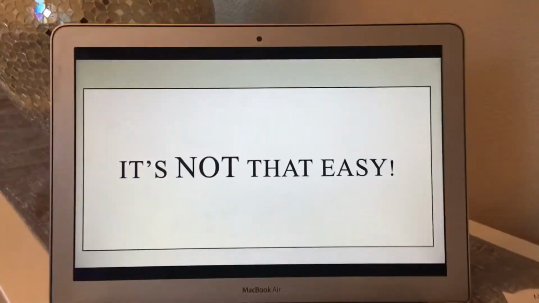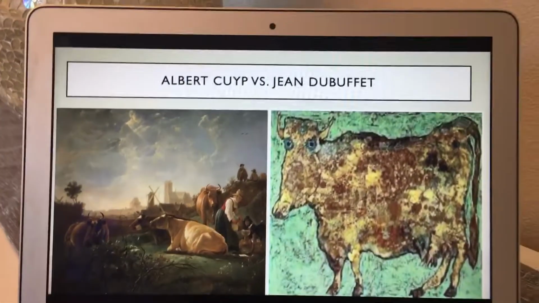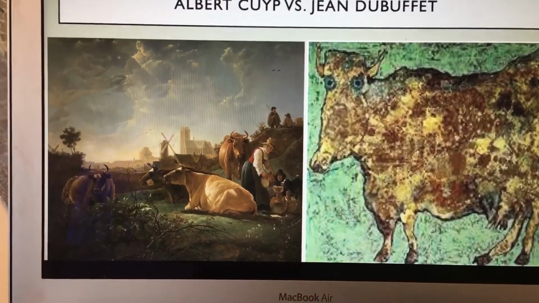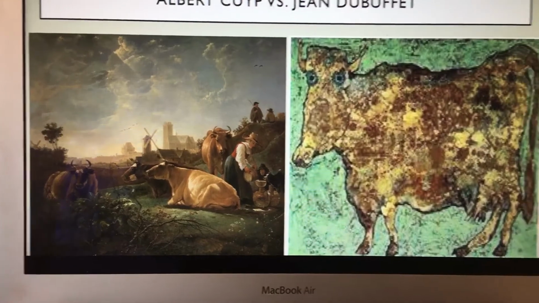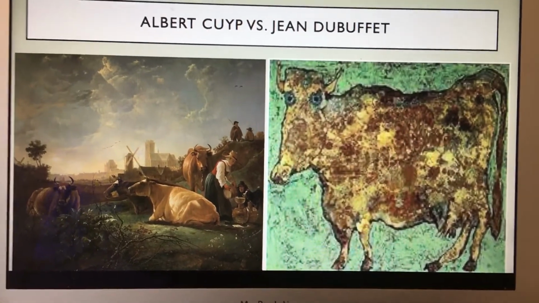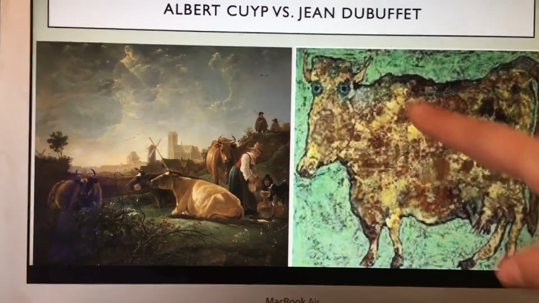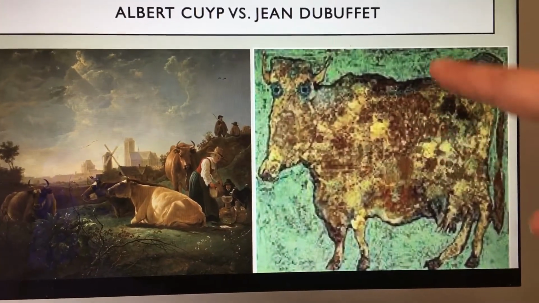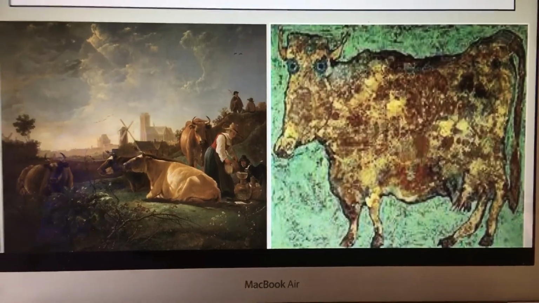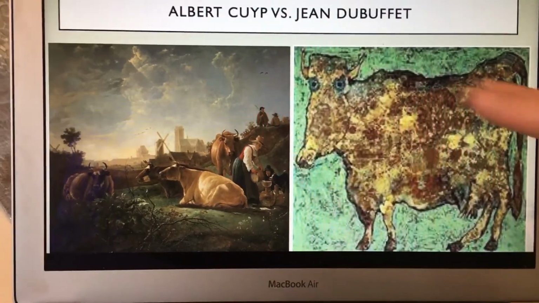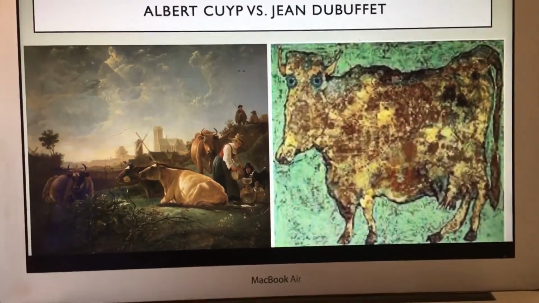We even tried art. Here I'm comparing Albert Cuyp, a Baroque style artist who mastered the art of painting cows in the midst of beautiful landscapes, as we can see in this painting. And against it, on the right, is Jean Dubuffet's version of a cow. Obviously, they're 2 very different paintings. Now, when you see them, you think that this is easy, but it really isn't.